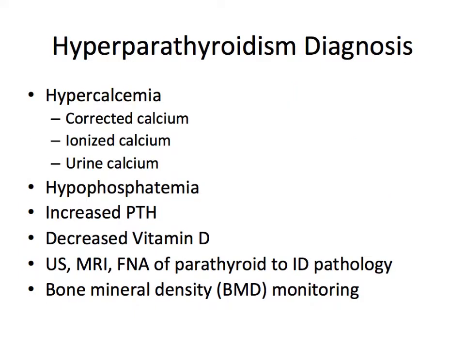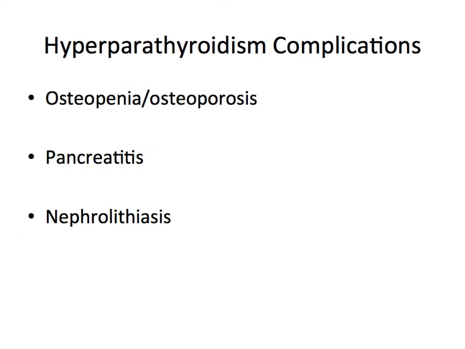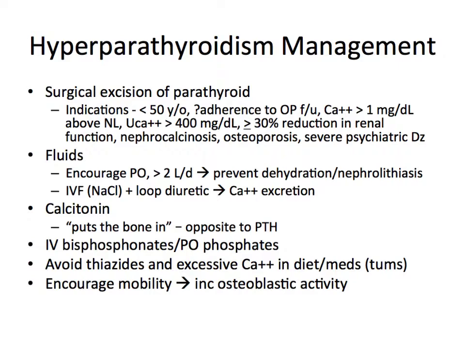The patient with hyperparathyroidism will have hypercalcemia and hypophosphatemia, as well as an increase in parathyroid hormone. The patient may also have decreased vitamin D levels. Ultrasound, MRI, or fine needle aspiration of the parathyroid may be done to identify the pathology. Complications of hyperparathyroidism include osteopenia or osteoporosis, pancreatitis, and nephrolithiasis.